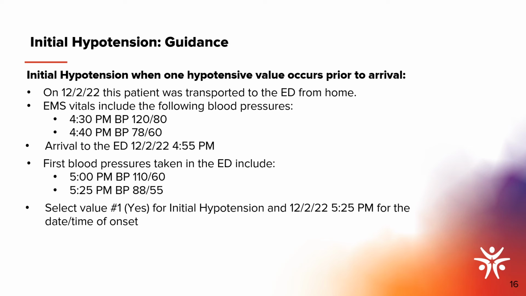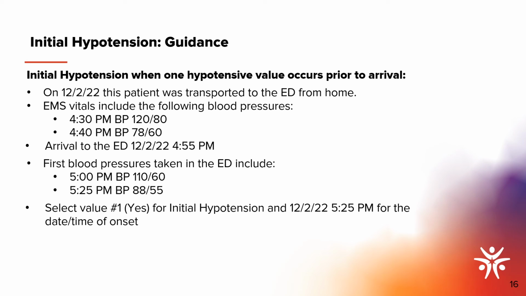So this patient did meet the clinical indicators for initial hypotension. One was the hypotensive value that was documented by the EMS at 4:40, which was 78/60. The second hypotensive value, which is the one that will determine the date and time of onset of initial hypotension, was at 5:25 with a blood pressure of 88/55. So in this case, we would select value 1, yes, for initial hypotension, and 12/2/22 at 5:25 p.m. for the date and time of onset.